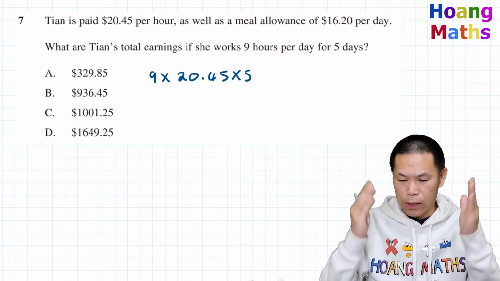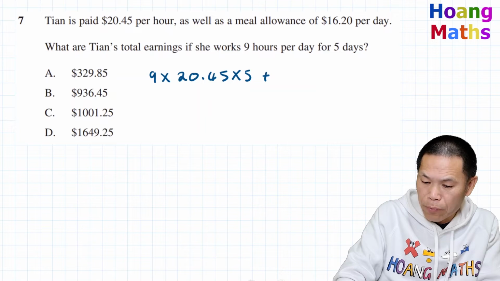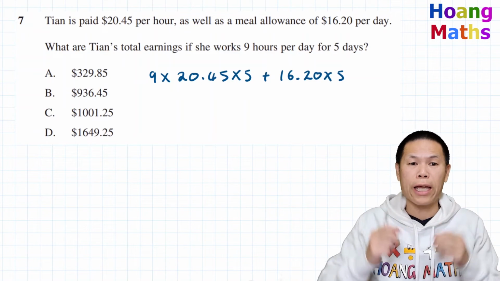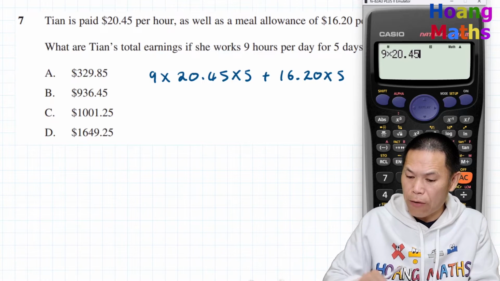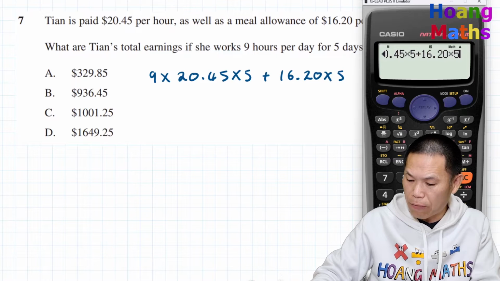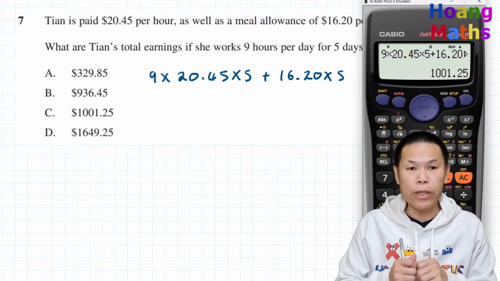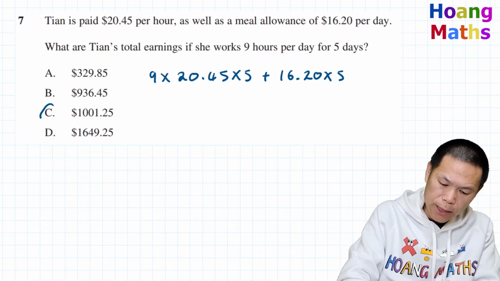But then she gets $16.20 per day for her meal. So we just add 16.20 and times by 5. So there you go. So what I do, I just put that on a calculator. So I just go 9 times 20.45 and we times by 5 and we add 16.20 times 5. So there you go, $1,001.25. So the answer should be C. So there you go, the answer is C.